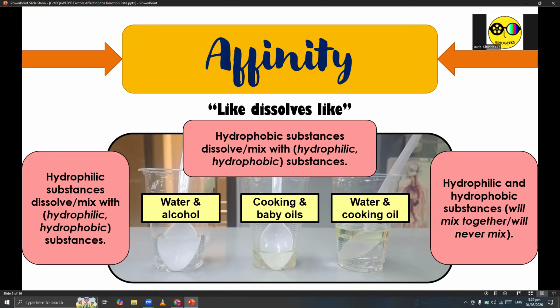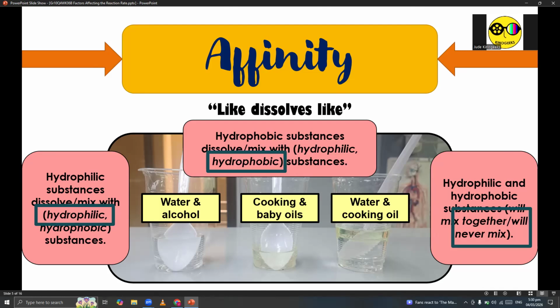So, for example, since alcohol dissolves or mixes with water, no? Therefore, alcohol is considered hydrophilic, and hydrophilic substances will dissolve or mix with fellow hydrophilic substances. So, remember that cooking oil did not mix with water on the third setup. That makes the cooking oil hydrophobic. And because cooking oil mixed successfully with baby oil, which is a fellow hydrophobic substance, therefore hydrophobic substances dissolve or mix with fellow hydrophobic substances. And lastly, hydrophilic and hydrophobic substances will never mix at all.